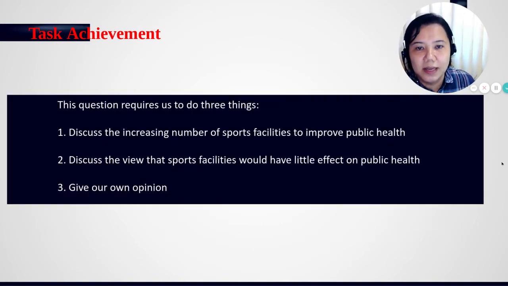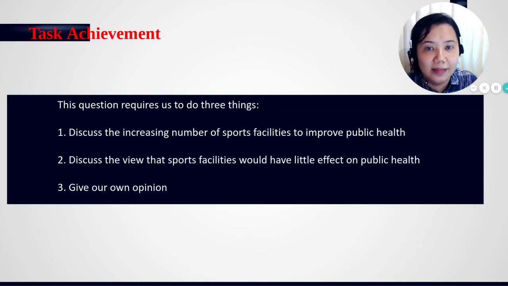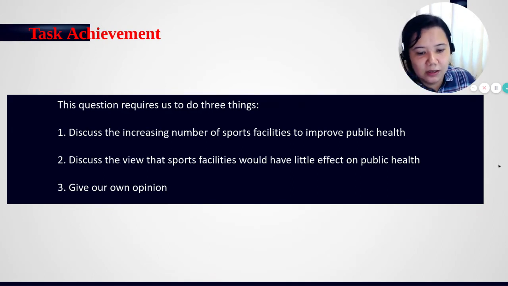Now this is what you need to do. This question requires you to do 3 things. First, you have to discuss increasing the number of sports facilities to improve public health. Next, discuss the view that sports facilities would have little effect on public health. And lastly, you are to give your opinion. If you're not able to do all these 3, then you cannot score a 5 for task achievement. So you just really need to be very careful with that one.